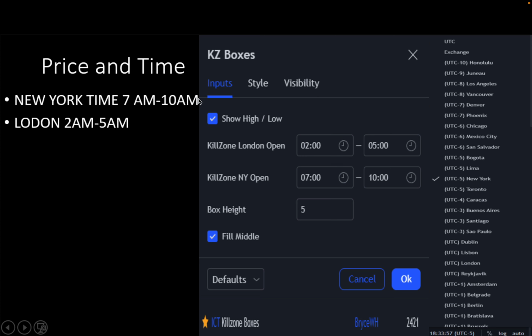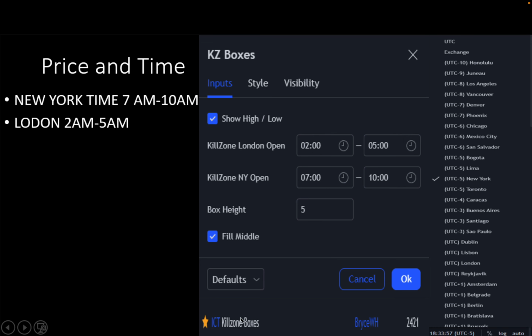Price and time. All right, so we have the New York time at 7 a.m. to 10 a.m., and then we have the London Open at 2 a.m. to 5 a.m. Now, this is an indicator, okay? Oh, wait, you told me you're not going to use indicators. Well, this is a tool, okay? It's not essentially an indicator. It doesn't read momentum or price. This is just a way of laying out your charts.